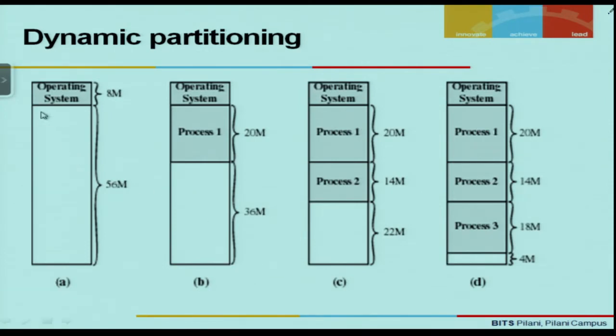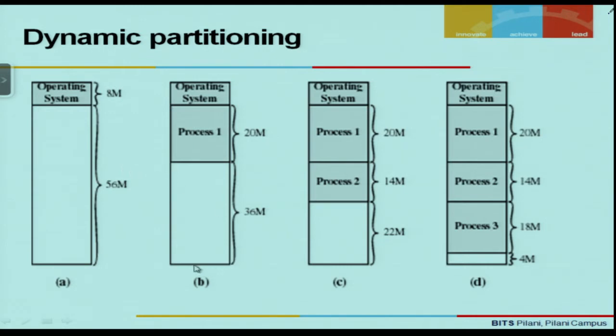The figure here shows that we have a total of 64 megabytes of memory, and out of that 64 megabytes, 8 megabytes is taken by the operating system. So, there is a space which is reserved for the operating system, and the operating system gets loaded there. Then 56 megabytes of memory is available for the various processes.